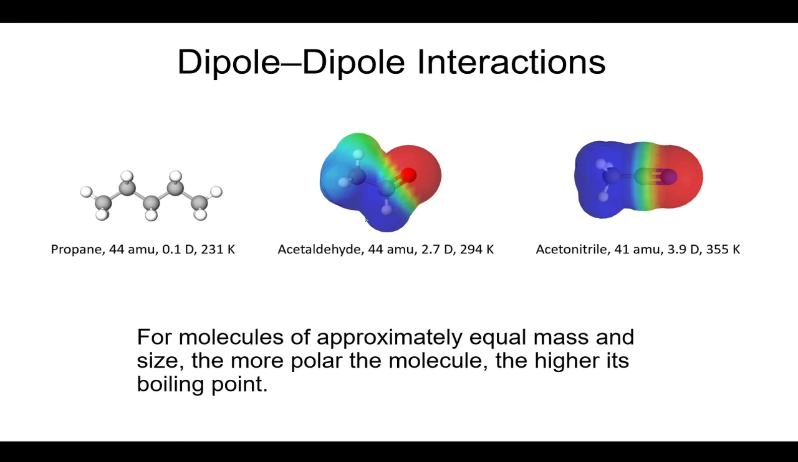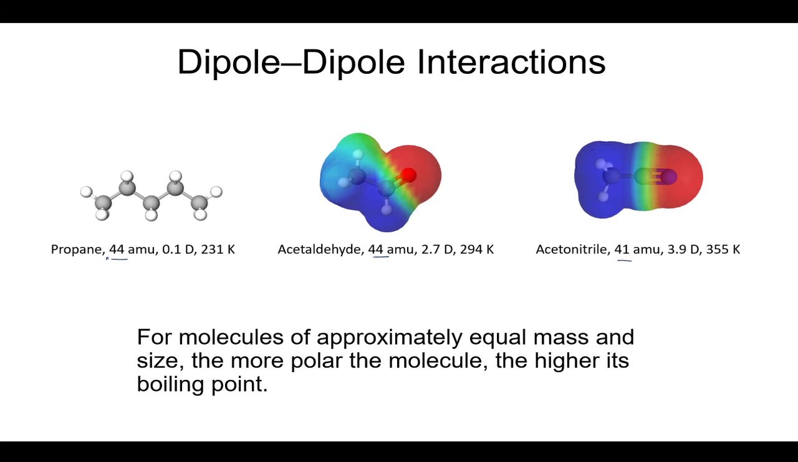And so let's think about molecules of approximately equal mass, size, and shape. All three of these molecules here have about the same number of electrons. They have about the same size, similar shapes. So the dispersion forces here are all similar. Just because, and this is important, I call this acetonitrile as having a dipole-dipole force doesn't mean it doesn't have dispersion. It also has dispersion. Everything has a dispersion force. It's just that acetonitrile has dispersion forces and dipole-dipole.